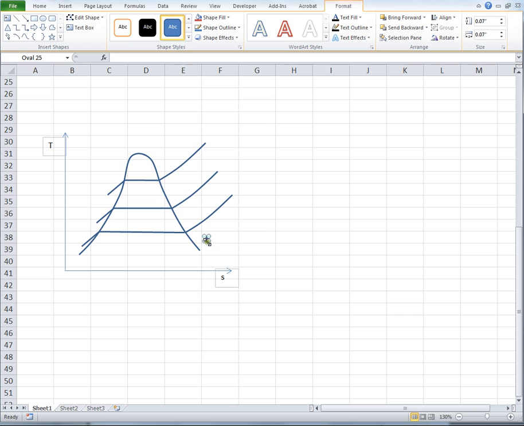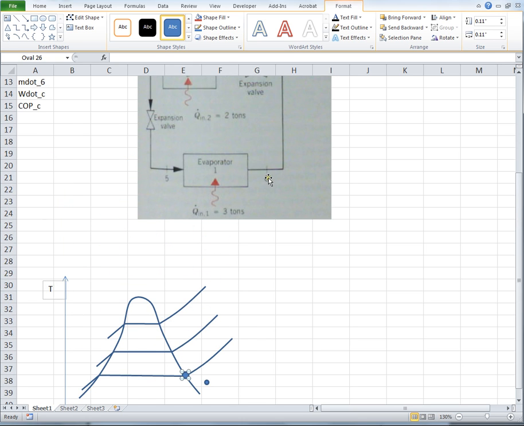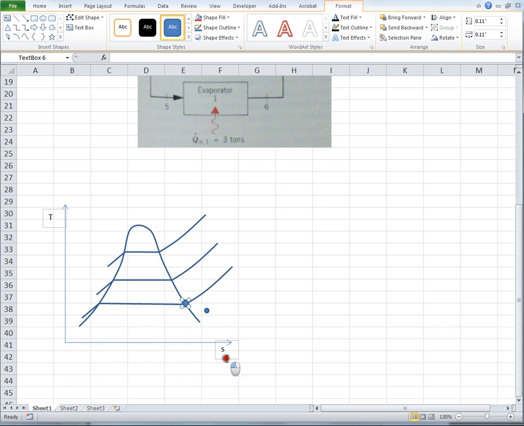We have saturated vapor. It's going to be hard to drag that. It wants me to stretch it. I don't want to do that. There we go. That's coming out of our low temperature evaporator. That's our state 6. So I think we can fix that.